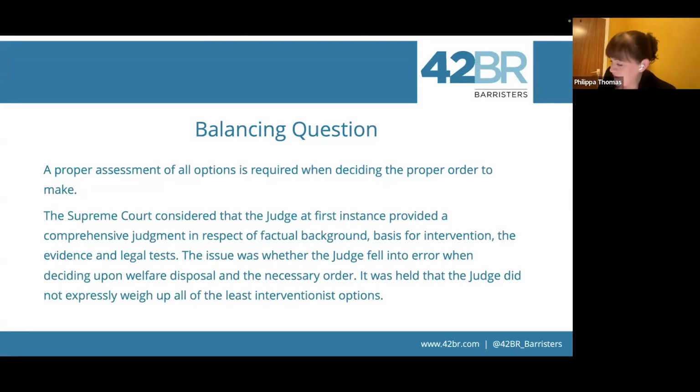So obviously this has left all of us wondering how this is going to impact the balancing question. What the court was saying clearly was there needed to be a proper assessment of all the possible options when deciding what order it should make. The Supreme Court considered that the judge at first instance, whilst giving a really comprehensive judgment of all of the factual backgrounds, the basis of why the local authority intervened, the evidence and the legal test, the issue they needed to consider was whether, in fact, the judge fell into error when deciding upon the welfare disposal and the necessity of that order.